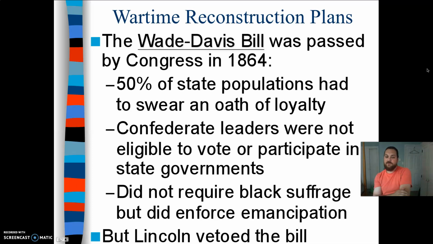It did not require black suffrage, meaning black voting, but it did enforce emancipation, so slavery would obviously not be there. Lincoln vetoes the bill. He thought it was too harsh.